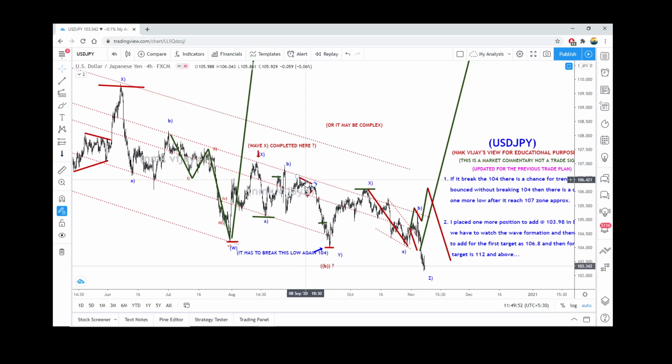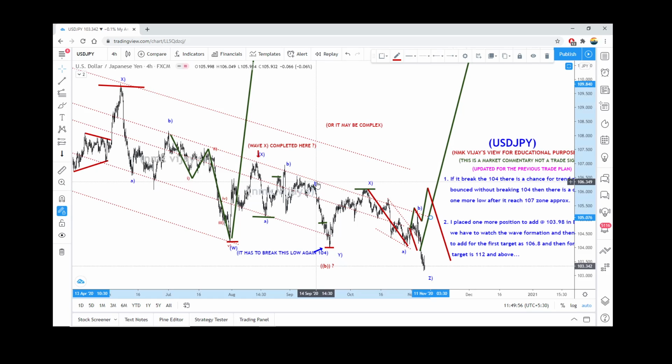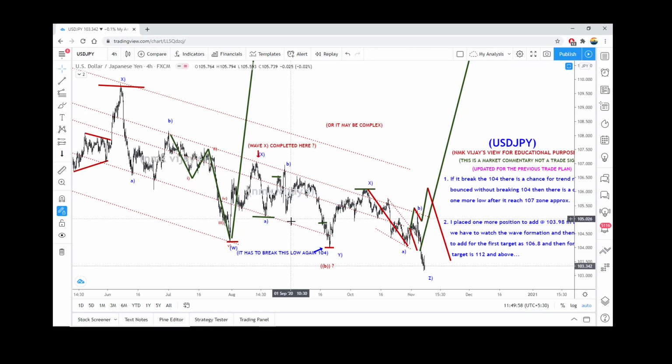This is not a triangle, and I explained that. This could be a 5-wave structure also, 1 2 3 4 in the diagonal formation. How we counted here, 1 2 3 4 5 like that. This could be a 1 2 3 4 and 5 like that. So now it is clear.